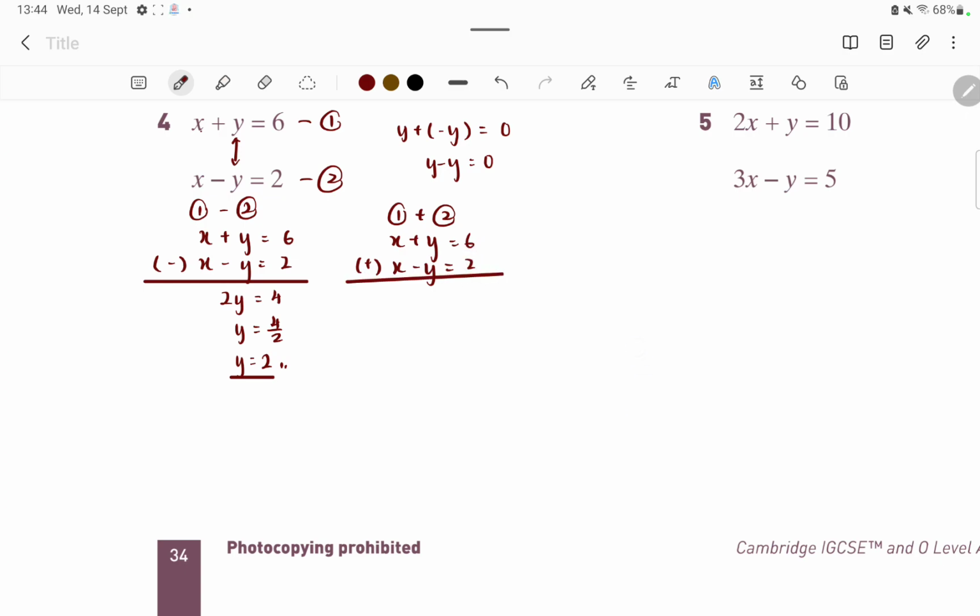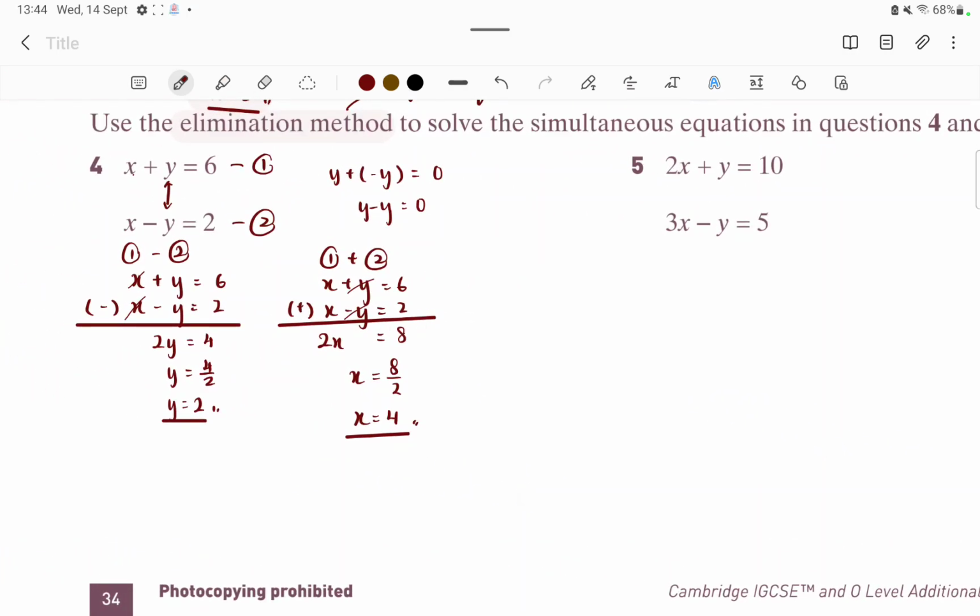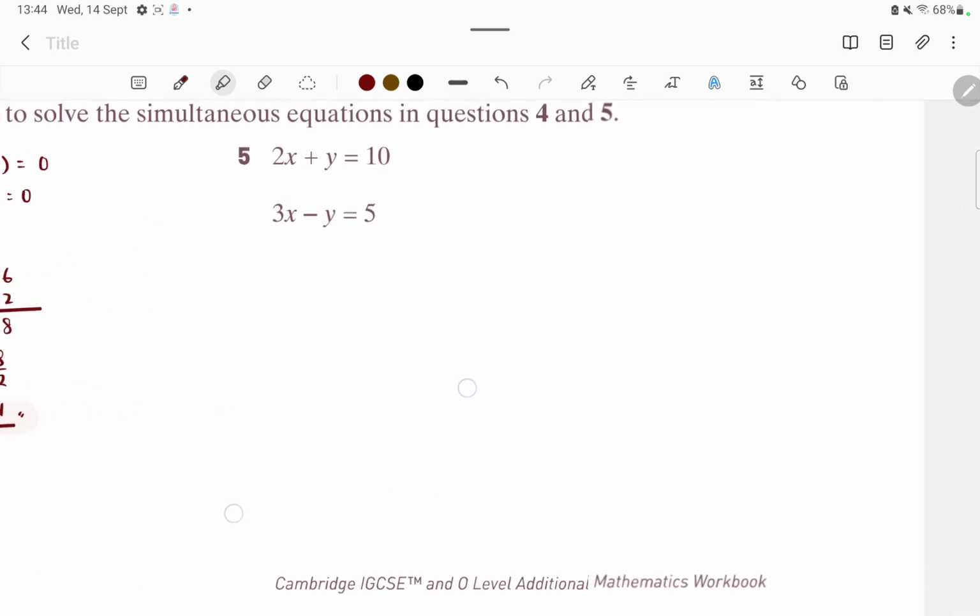So x plus x, 2x, and this one equals 0, so we don't have to write anything, just cancel them. And then after that, this one also can be cancelled. And then 6 plus 2, 8. And then x equals 8 over 2, x equals 4 as your final answer. Okay, let's look at number 5. So this is how you do the elimination method. Number 5 becomes a bit complicated.